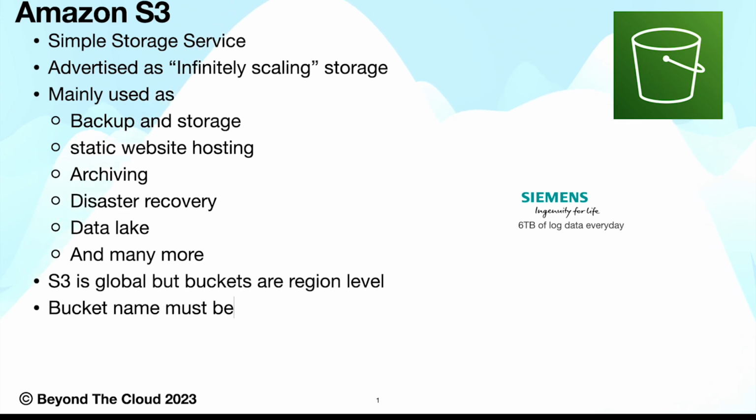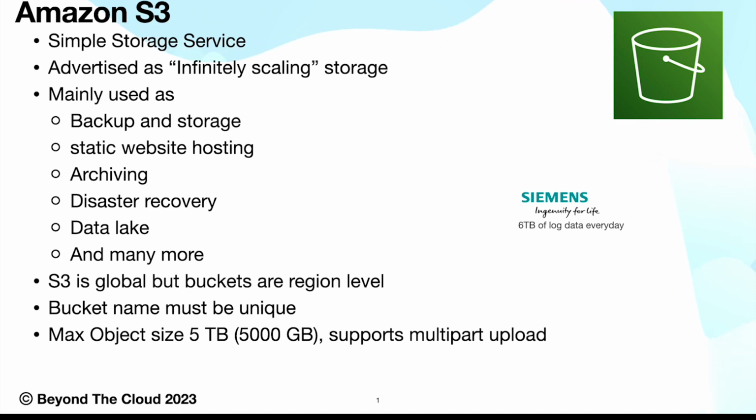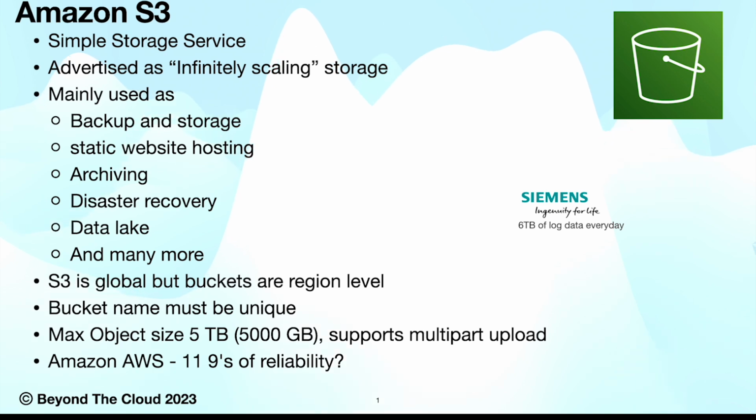An S3 bucket name must be unique across all AWS accounts in all AWS regions within a partition. You just cannot create a bucket named test, because somebody might have already created it, but who knows, you might be lucky. S3 supports a max object size of 5 TB. If you want to store more than 5 TB of data in your S3 bucket, you have to use multi-part upload. Amazon S3 claims 11 nines durability, which means a single object is lost in every 10,000 years.